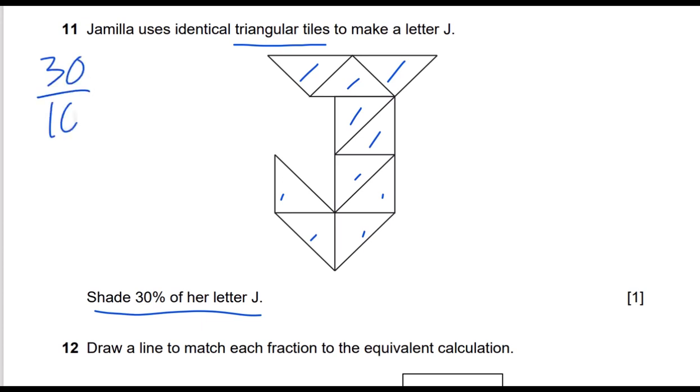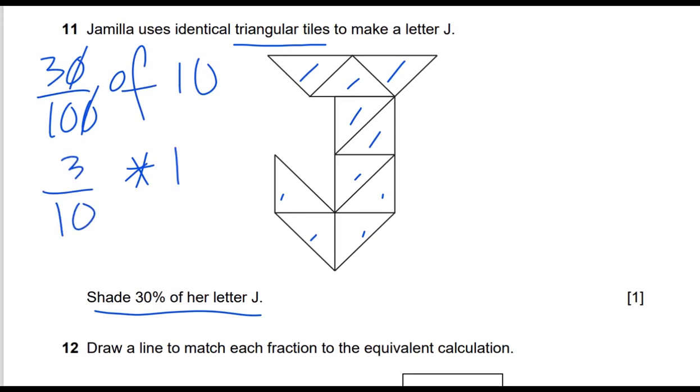So 30% of 10 is 30% times 10, so 3 over 10 times 10. So now we got 3, so we have to shade 3, 1 and 2 and 3, and we delete the rest. Okay, so that will be for question 11. And now we move on to question 12.